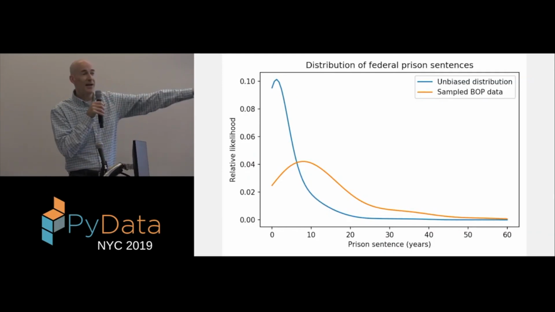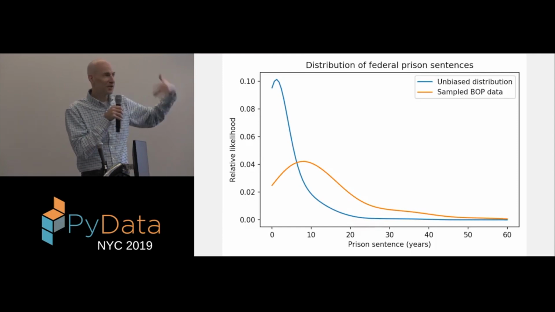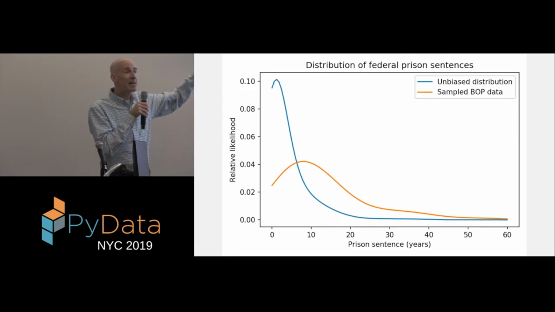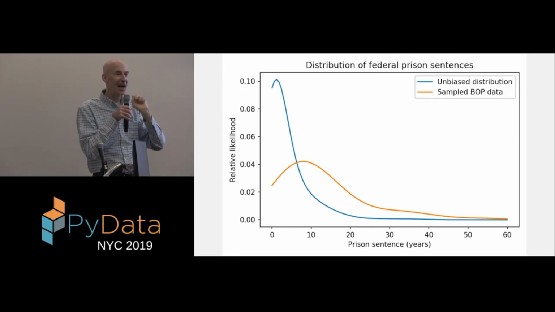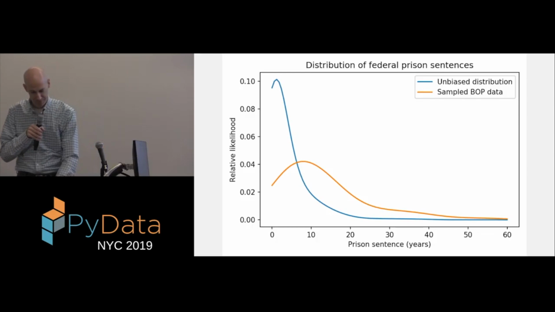The orange line is the original data that I collected from the Bureau of Prisons. The blue line is the inferred actual distribution of sentences. And as you can see, there are actually many more short timers. The most common sentence is actually a year and a day. But they're not in prison very long, and so they don't show up in the data very much.